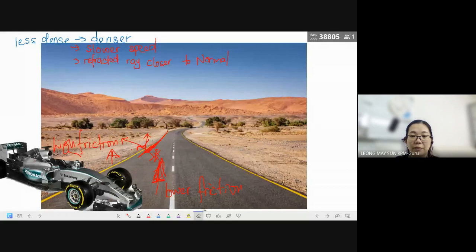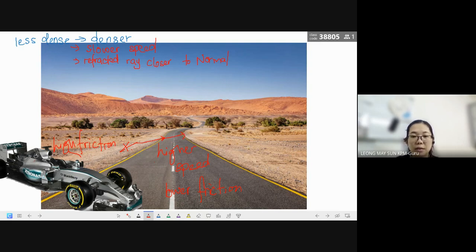But what happens in the opposite direction? Opposite direction means the side of the road has high friction. So the F1 car is initially moving here at a slower speed because there's a lot of loose grains and loose sand over there. So it's a high friction area. And then when it moves back to the highway, the highway has less friction. Less friction means it can speed up. Higher speed, and one more thing, because it's at higher speed already, it's easy for it to move further away from the boundary there.